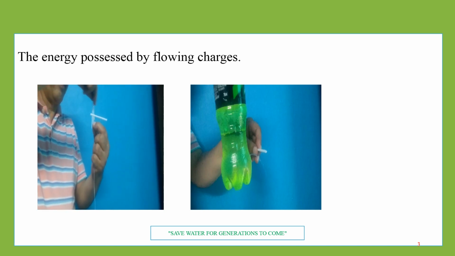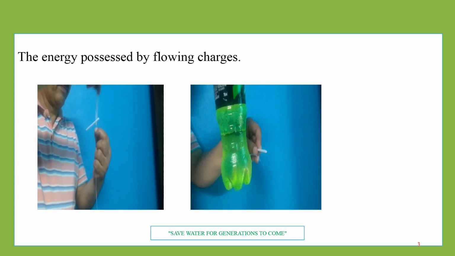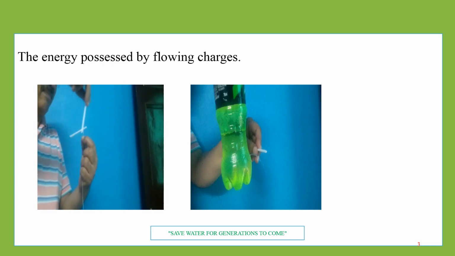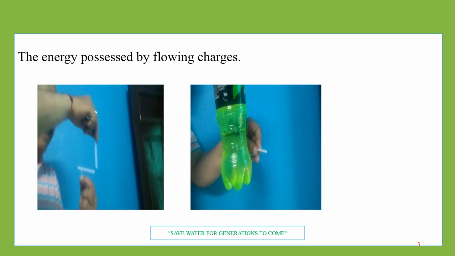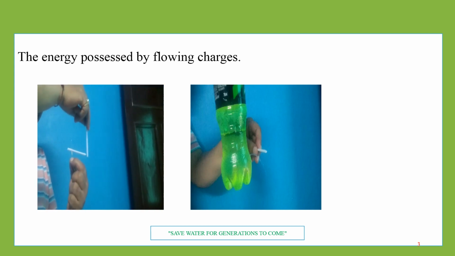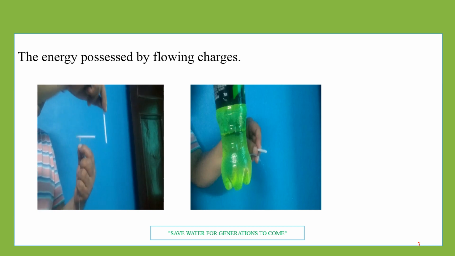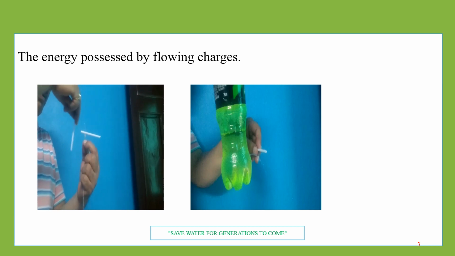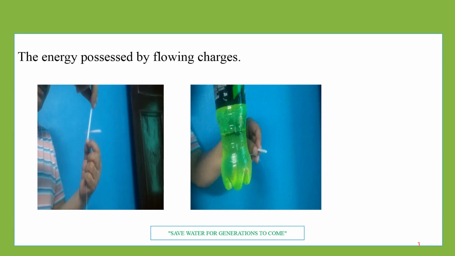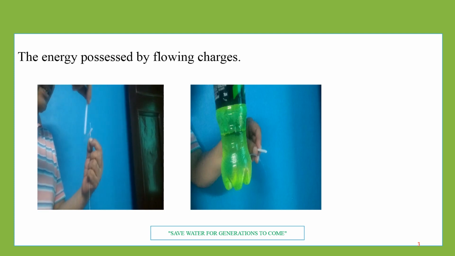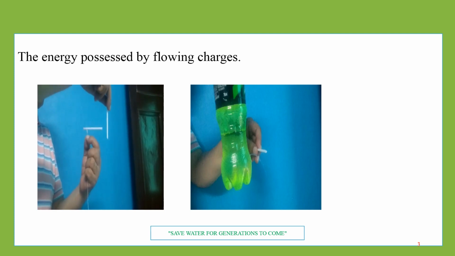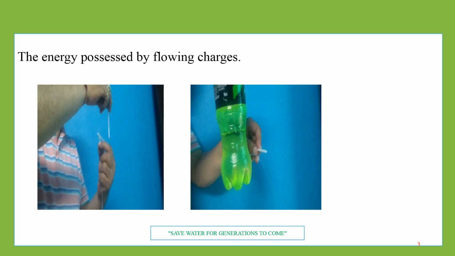Now you can see what is happening. These two were rubbed with dry hair, and now what is happening here? Repulsion is taking place. You can see, both have got the same charge, therefore repulsion is taking place and they are moving away. Here we can say that like charges repel each other. Moving away means both are having similar charges.